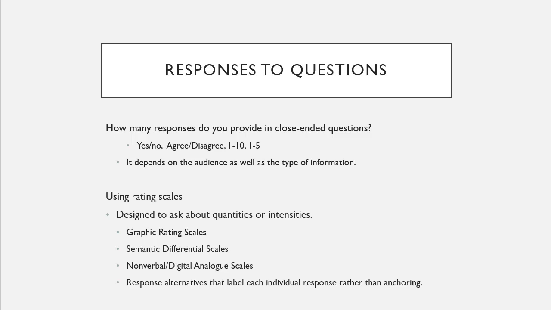When we're using rating scales, we want to find out about quantities or intensities. So we can use several different types of rating scales, like a graphic rating scale, semantic differential scale, a nonverbal or a digital analog scale, or response alternatives that label each individual response rather than anchoring. Let's take a look at one example of each one on the next slide here.